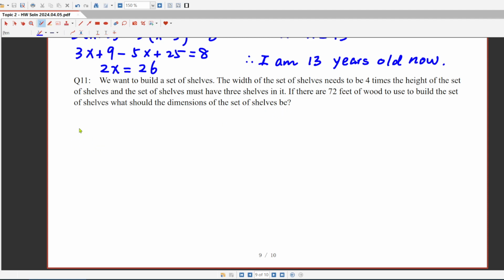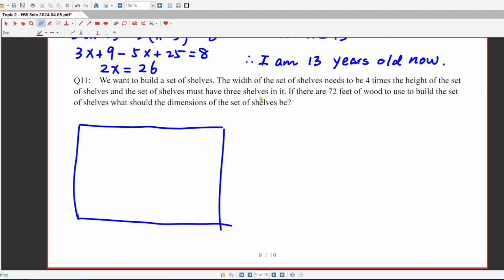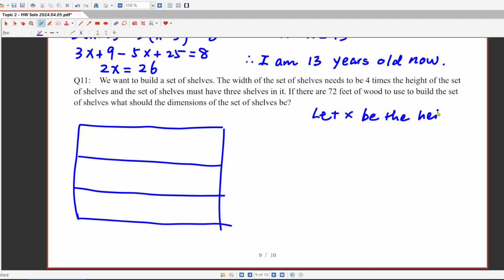Okay, you can draw a diagram to illustrate the concept here. So basically you are building a shelf like this, right? There must be 3 shelves in it. So top shelf, shelf in the middle, and the bottom shelf. And it says the width of the set of the shelves needs to be 4 times the height. So suppose we use letter X to be the height of the shelf. Of course, the unit is feet. So this length is X, right?